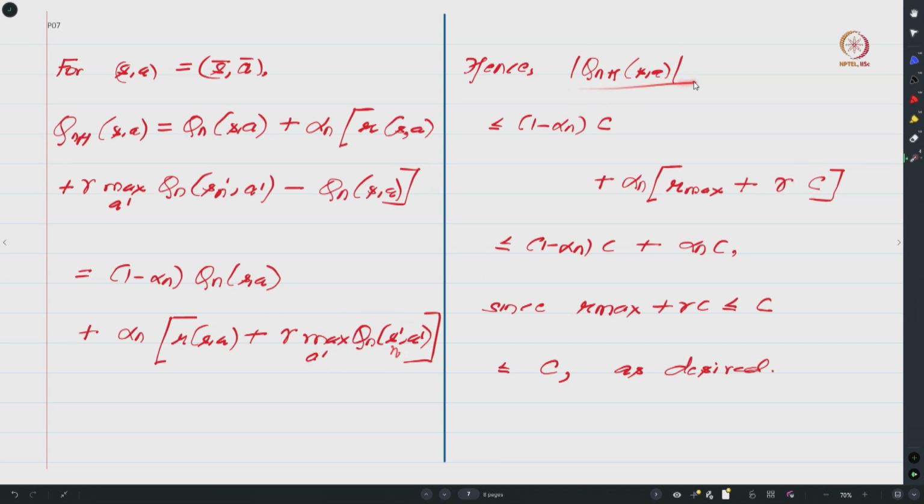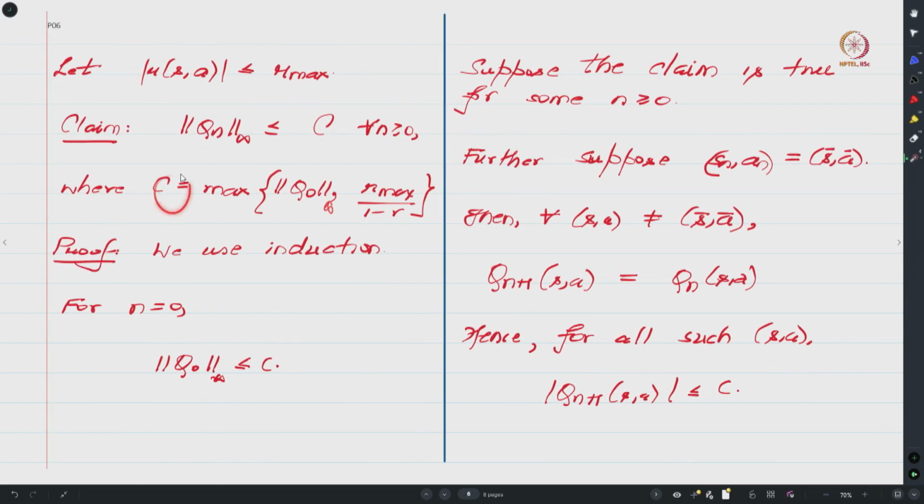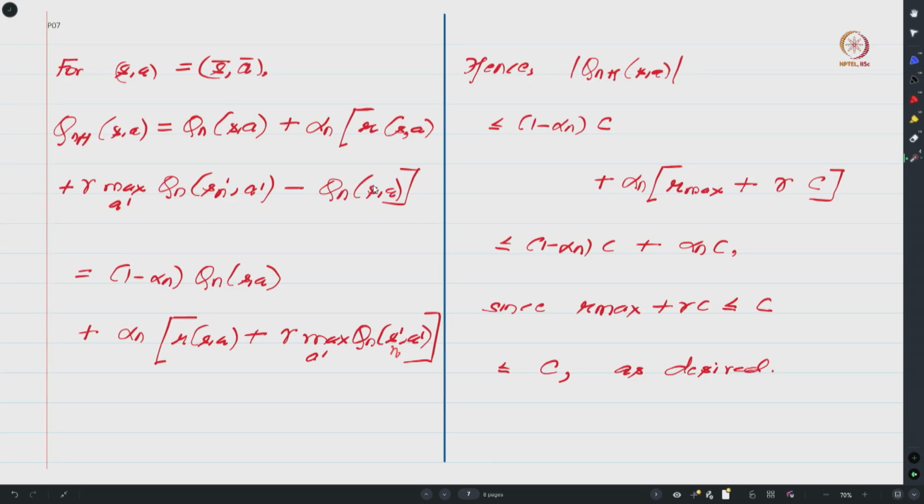Hence one can see that the absolute value of Qn plus 1 SA is upper bounded by 1 minus alpha n times C plus alpha n times R max plus gamma C, right. And one can then see that from the definition of C, in particular we had shown that the C is the max of this quantity and this quantity. So from the fact that C is greater than equal to R max over 1 minus gamma, one can see that C will satisfy some relation like this. I mean this is precisely saying that C is greater than R max over 1 minus gamma, right.